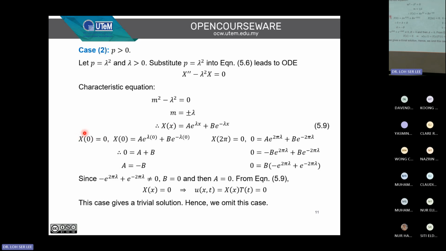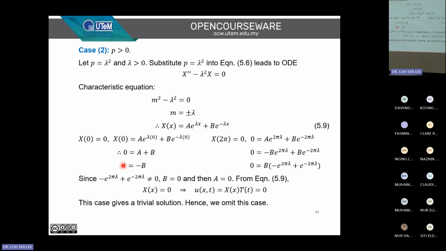Now again we substitute the boundary conditions that we obtained just now. When lowercase x is 0, uppercase X would also be 0. So that means e^0 is 1, e^0 is 1. That means A + B equals 0. Then you get one equation. On another side, when lowercase x is 2π, your uppercase X is 0. That means when this λx is 2πλ, you get this line. But X is 0, so it equals 0.